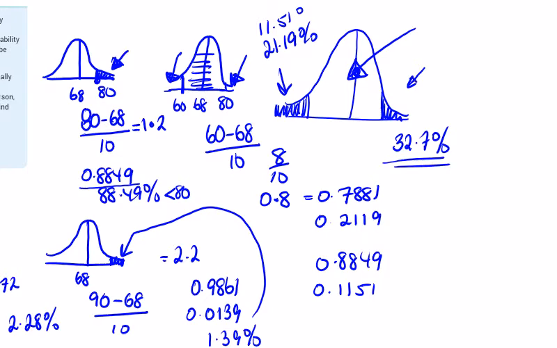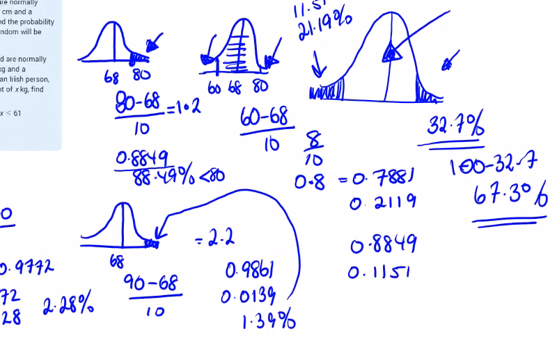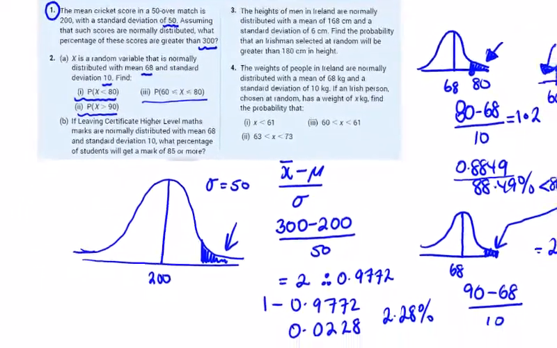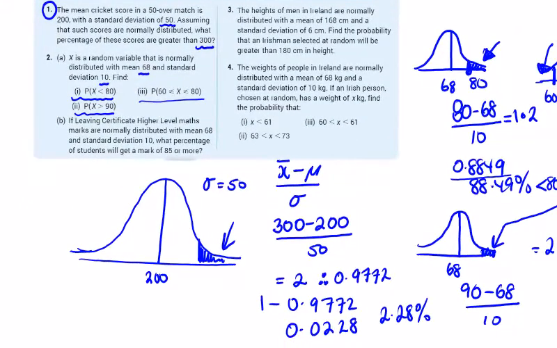That it's in the tails. So in between, 100 minus 32.7 is going to be 67.3% in the middle of that distribution. That's question 1 and 2.